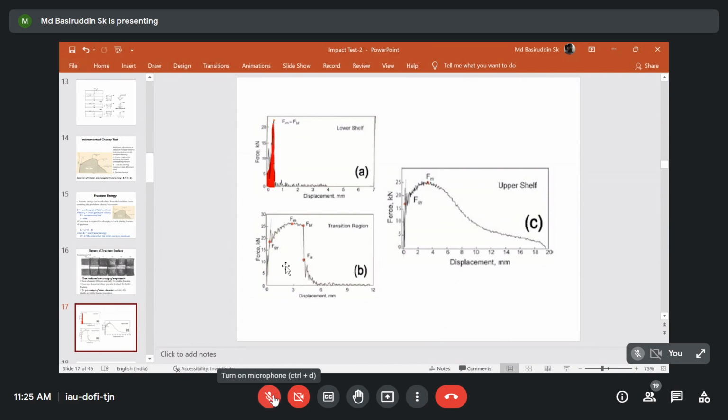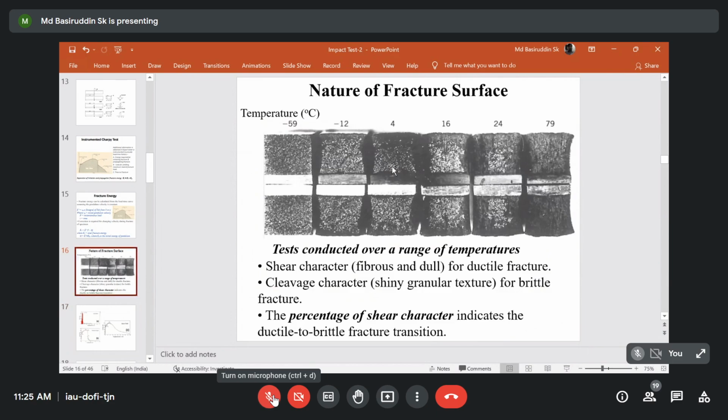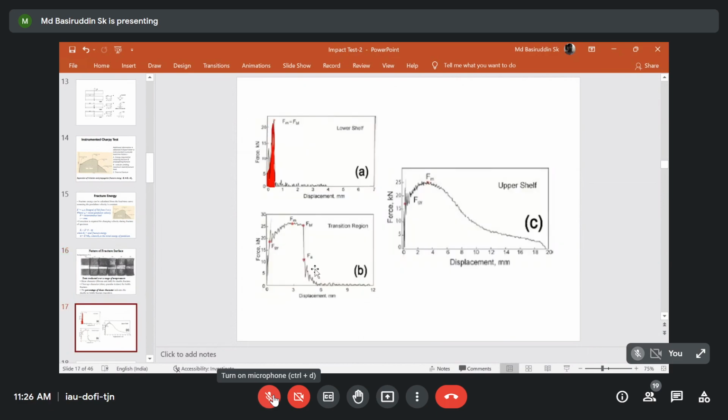If you increase the temperature, then you will find that your fracture load will surpass the yield load, and then some amount of plastic deformation will happen in front of the notch. And then some portions will be there where brittle fractures will happen. Then again at the end portion, as the plane stress condition is reached, some ductile fractures will happen, and therefore you will find that the propagation energy will be a little bit significant.